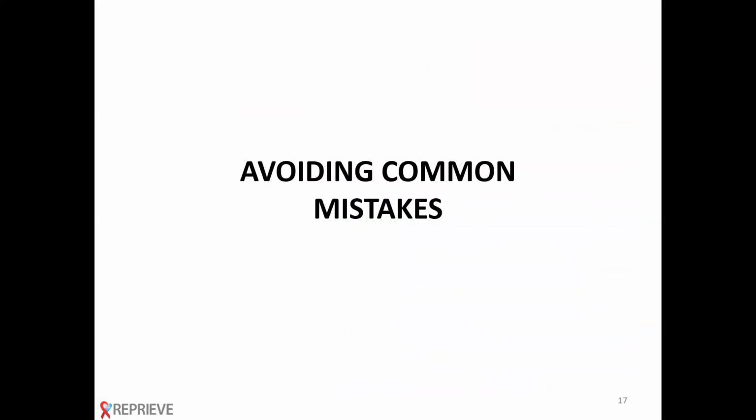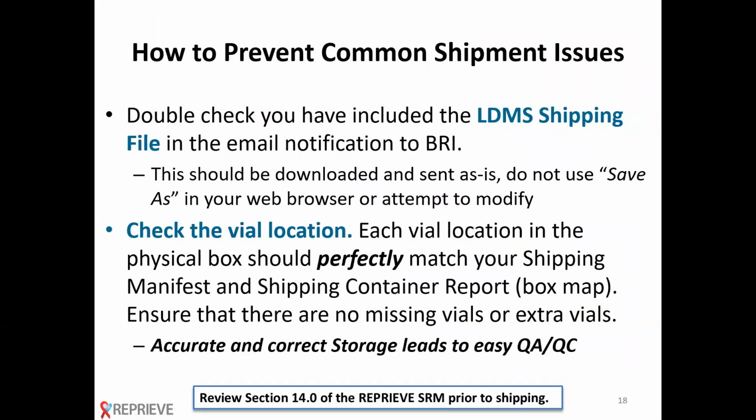Here are some tips on avoiding common mistakes. So you want to double check that you've included the LDMS shipping file in the email notification to BRI. It should be downloaded and sent as is. No modifications, no changes. Do not use Save As in your browser, because when you use Save As, Windows tries to match that file up with some kind of extension. As we saw in the downloads folder, it's not matched to any Windows program. It's meant for an LDMS.